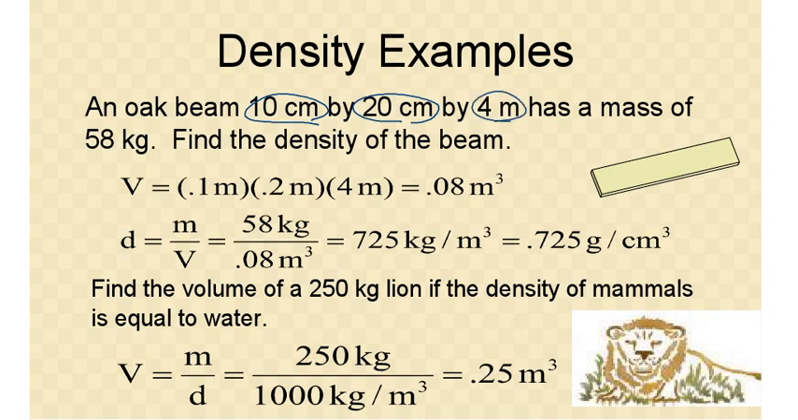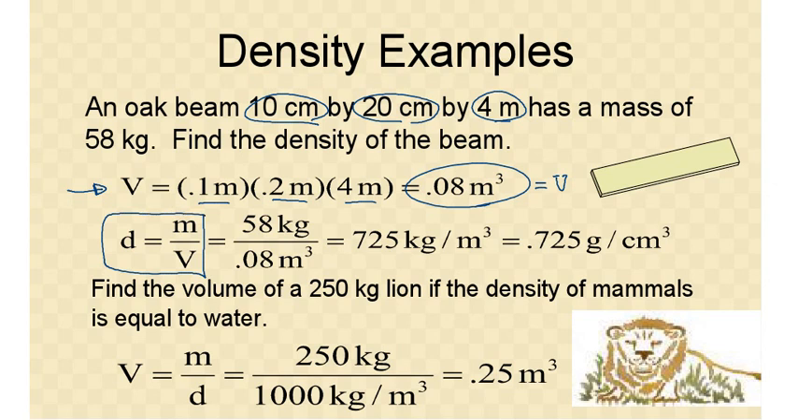And so the first thing that we did right here was to go through it and actually calculate the volume of that beam, of that board. So here's the 10 centimeters converted to meters, the 20 centimeters converted to meters. This already was in meters. When I multiply those together, this would be the volume of that board. Okay. Next, we know that our formula is density equals mass divided by volume.